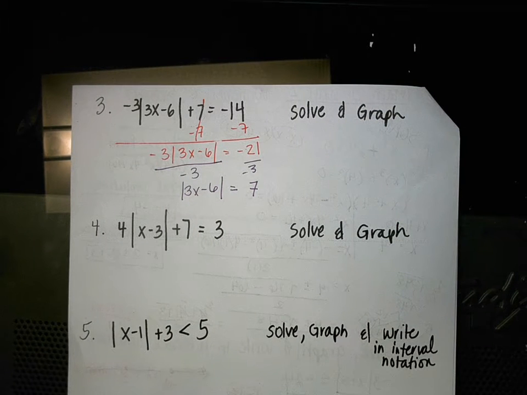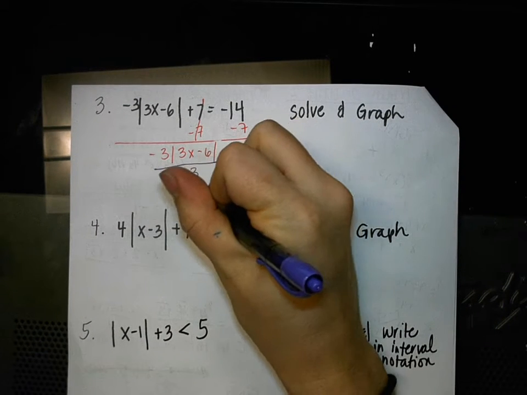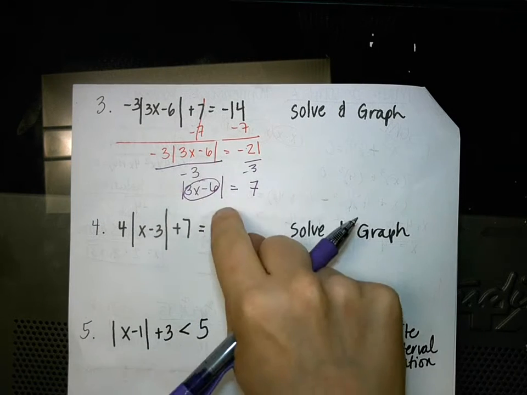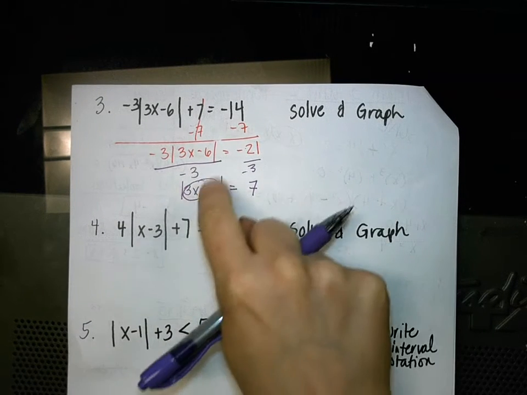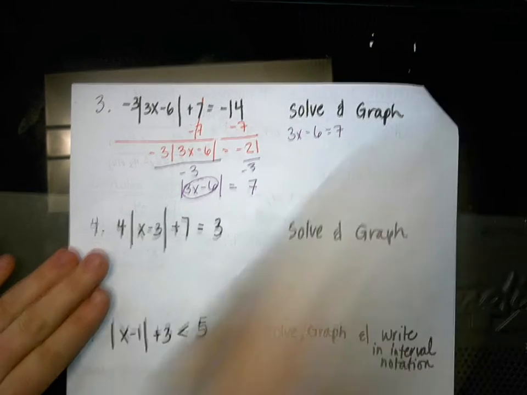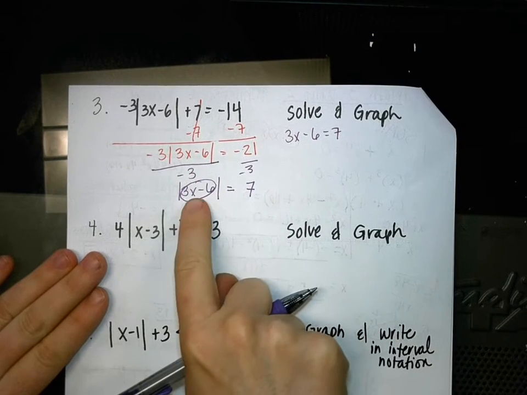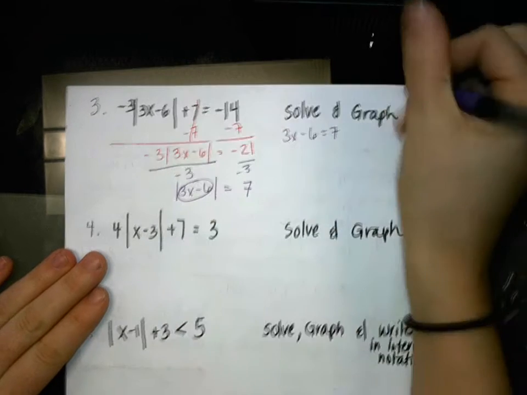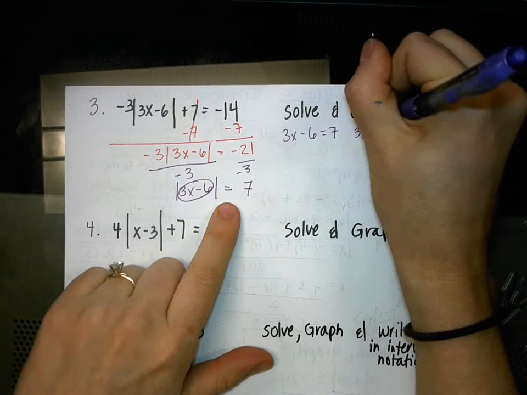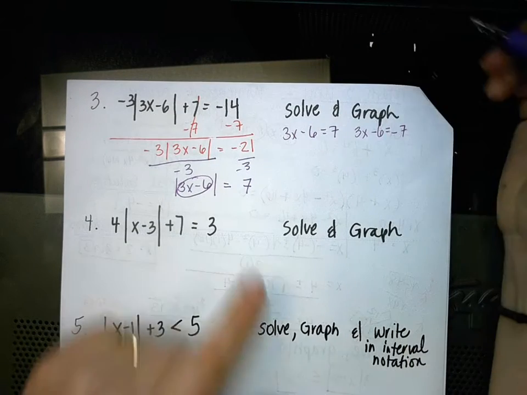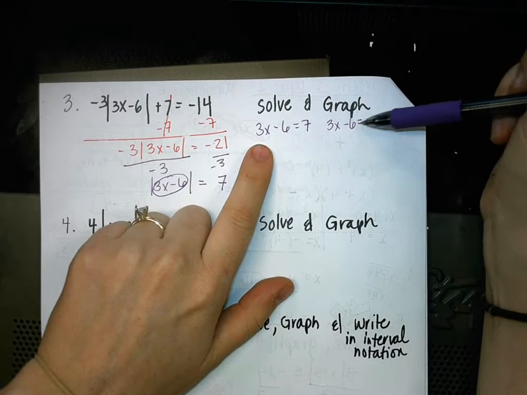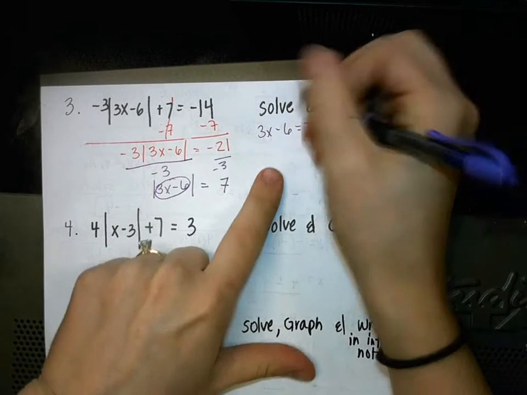What does this mean? This means anything on the inside of this, I have to take the absolute value of to get 7, which means this inside could be equal to 7. But it also means this inside could be equal to -7, because if I take the absolute value of -7, I also get +7. So I have 3x minus 6 equals 7, and 3x minus 6 equals -7. And then I solve each of these.